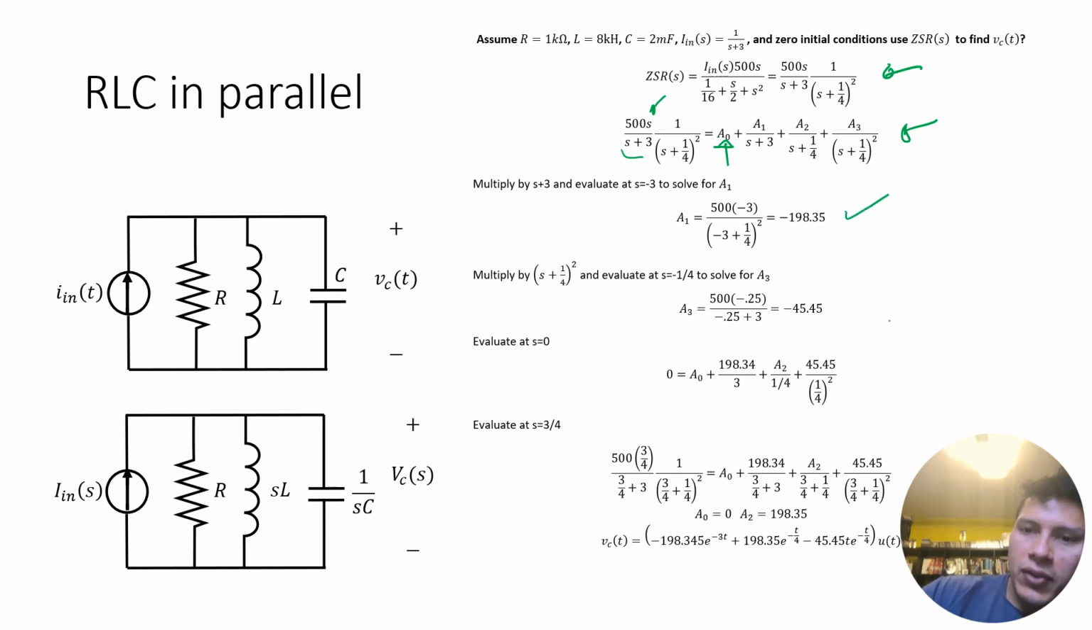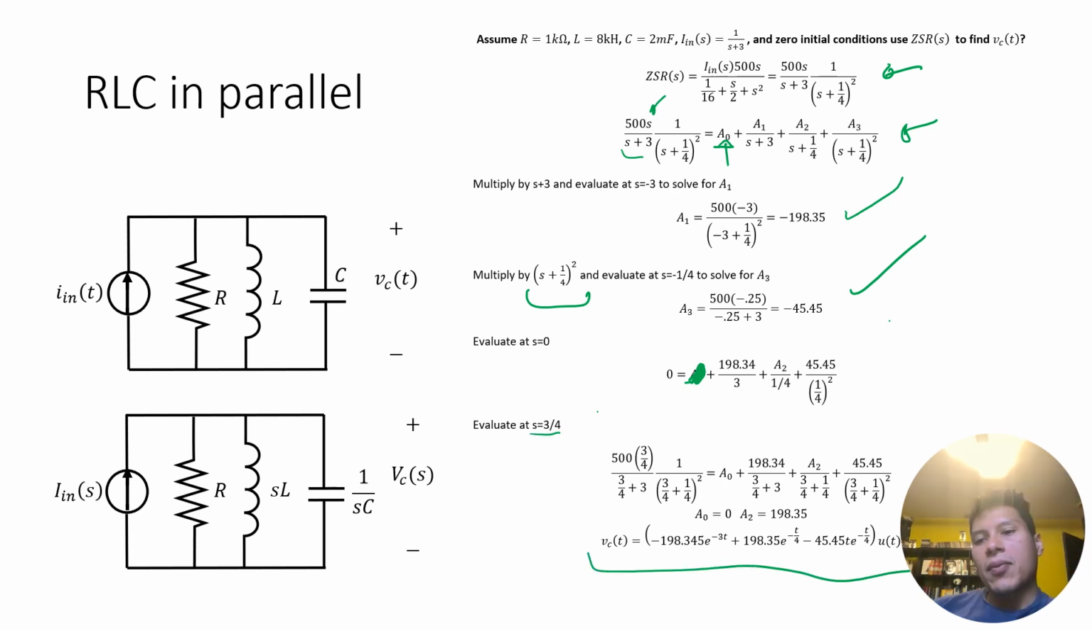The S plus 3 coefficient can be found in the usual way. And then we can find the S plus 1/4 squared coefficient in the usual way. And then to find our last coefficient, we can just apply 0 and use the fact that A0 is 0 to get the value for our coefficient. In this case, I actually evaluated for A0, so I had to choose another value of S. And then basically we get our solution.